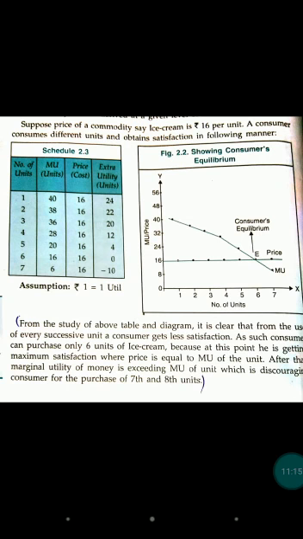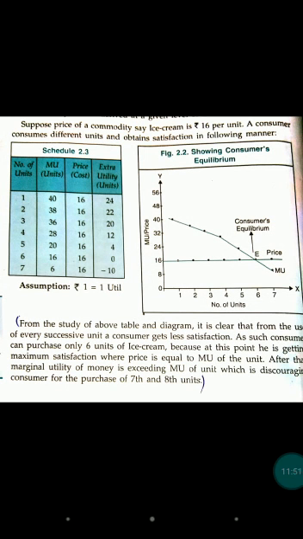Now moving further, we are taking another example. Suppose the price of a commodity, say ice cream, is 16 rupees per unit. If we consume one ice cream, we pay 16. If we consume a second unit, again we give 16 rupees, and so on. A consumer consumes different units and obtains satisfaction in the following manner. Now look at the schedule. When we consume the first unit of ice cream, we get satisfaction of 40 utils. MU is 40 and we are paying a price of 16 rupees.